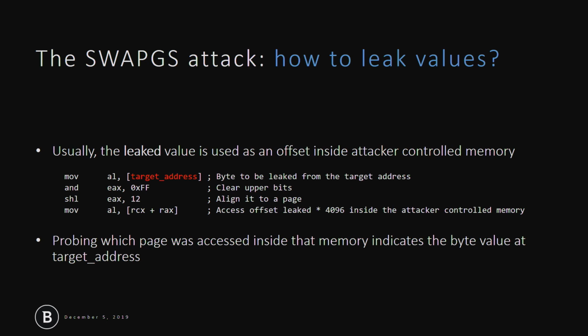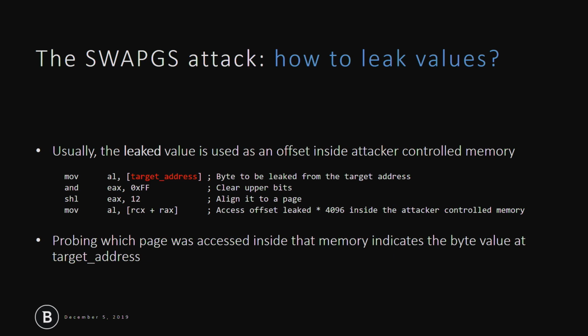Okay, but how can we leak values? Because as Dan pointed out, usually in order to leak values, you would use the byte value that you wish to leak as an offset inside attacker-controlled memory, okay? This is the regular scenario, right? You access a byte, you use it as an offset inside attacker-controlled memory, and then you probe the attacker-controlled memory to see which part of it has been cached. And depending on which part has been cached, you can infer the value of that byte.